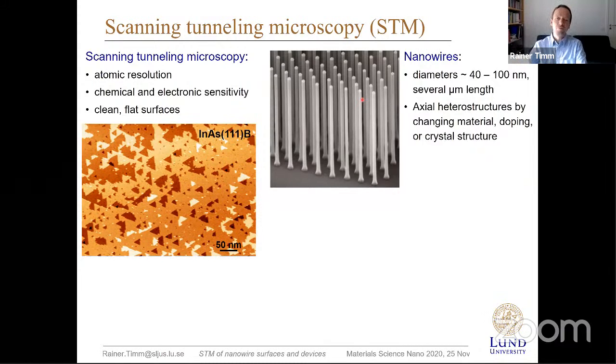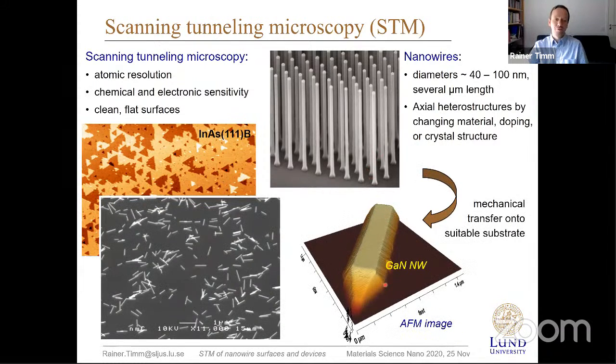So what we usually do is that we break off these nice structures and put them onto a suitable substrate. This is an overview image here. Here's a zoomed-in AFM image where we have a single nanowire, in this case made of gallium nitride, so that we then can come along with our STM tip and position it here on a side facet of such a nanowire and scan the surface here.